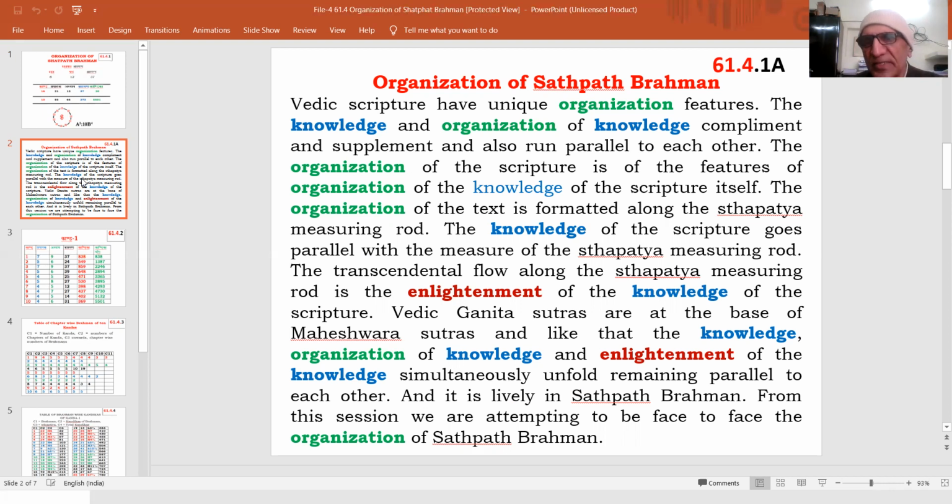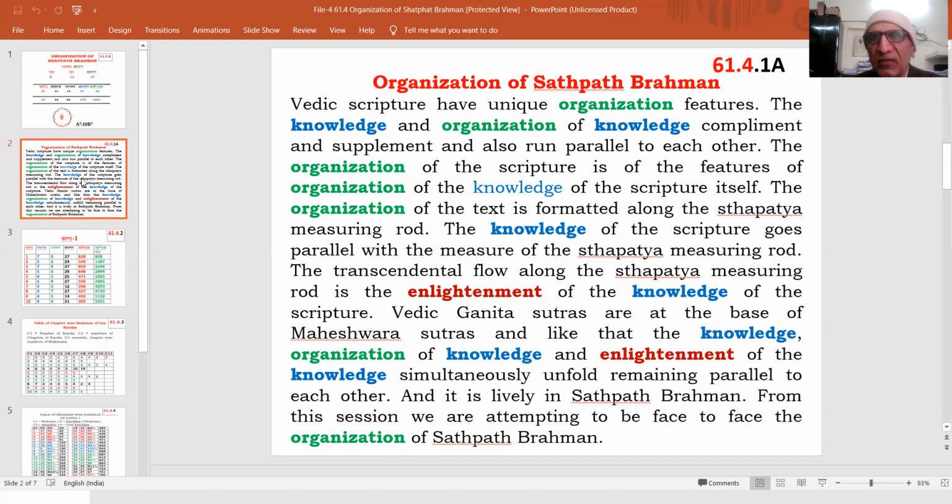Vedic Ganita sutras are at the base of Maheshwara sutras, and like that, the knowledge, organization of knowledge, and enlightenment of knowledge simultaneously unfold, remaining parallel to each other. And it is lively in the Sthapatya Brahmana text as well, being a scripture of the Vedic family. From this session, we are attempting to be face to face with the organization of Sthapatya Brahman.